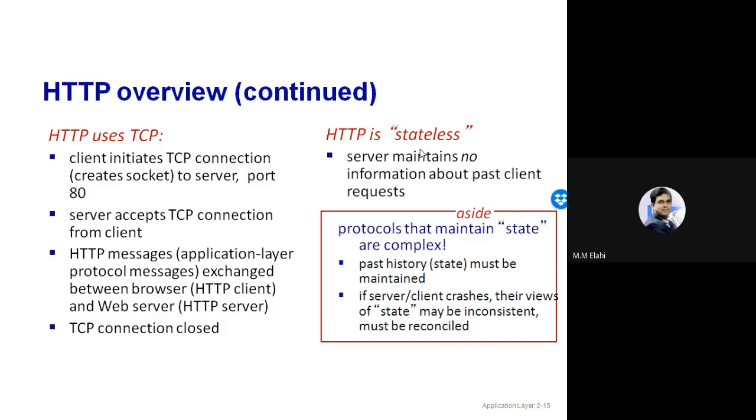Second point, HTTP uses TCP. That means HTTP is a reliable protocol. So whenever an application wants to implement reliability, it must use TCP, right? How does it use TCP? Initially, the client initiates a TCP connection to the server at port number 80.